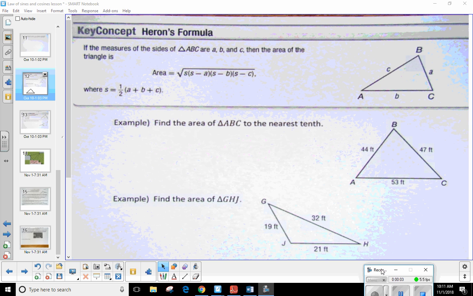Okay, so we've been talking about oblique triangles. What does that mean? There you go, triangles that don't have a 90-degree angle. Perfect. So you're either going to have 3 acute or you're going to have 1 obtuse and 2 acute.